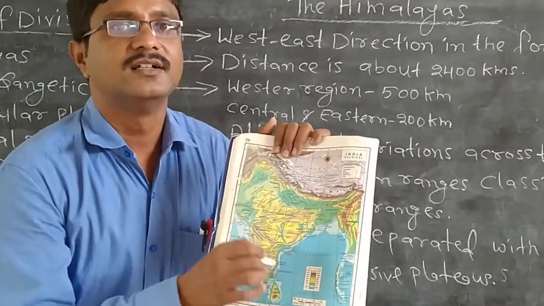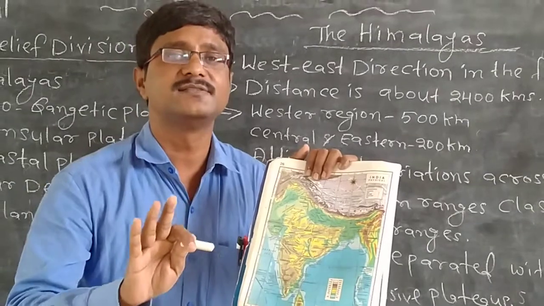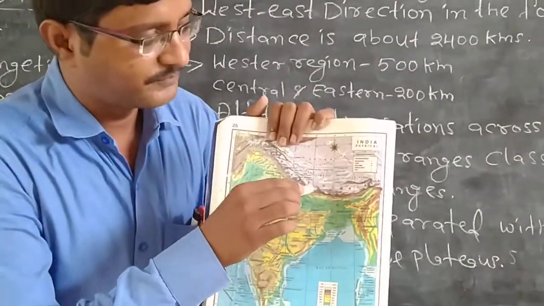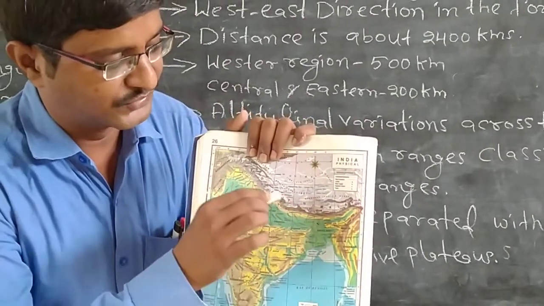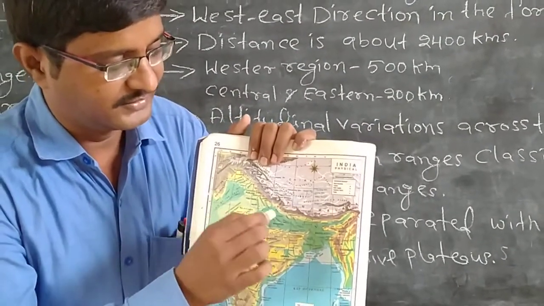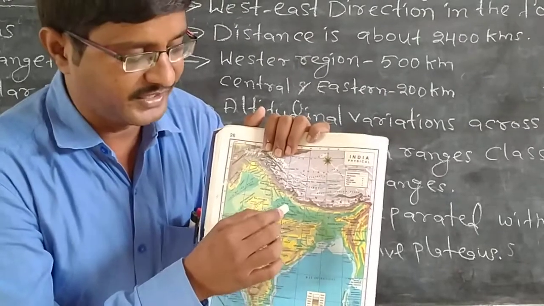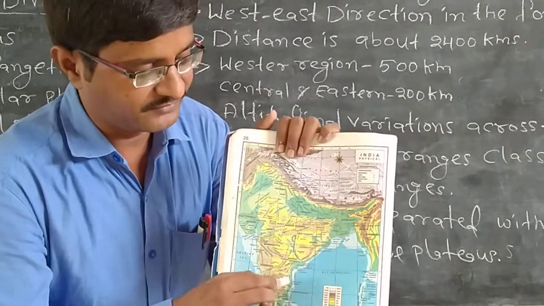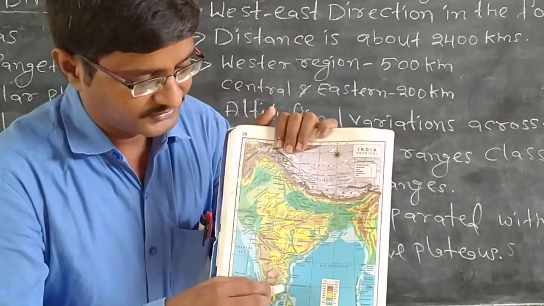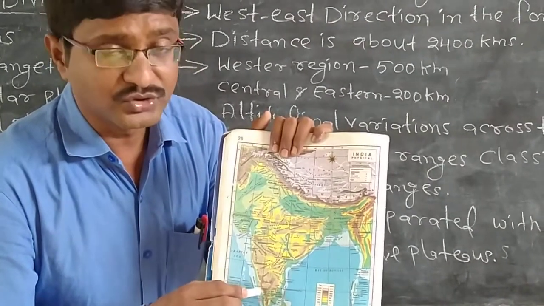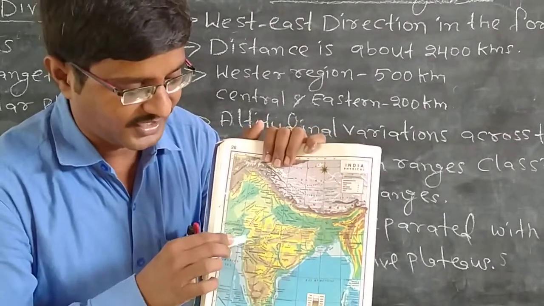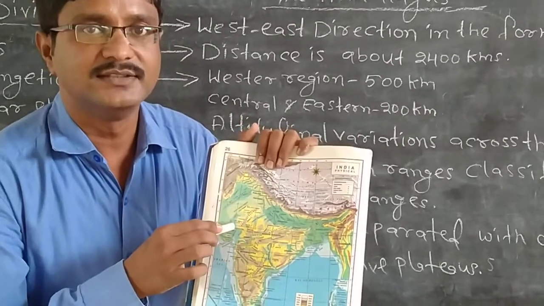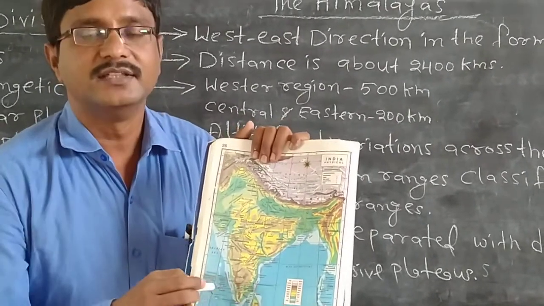So these are the islands. These are the 6 major relief divisions of our country. Once again I am repeating, these are Himalayan mountains. Towards the south side of Himalayan mountains, these are Indo-Gangetic plains. This region is Peninsula Plateau region, and this one is coastal plains, eastern coastal plains and western coastal plains. And next, this one is the Thar Desert, and next one the islands.